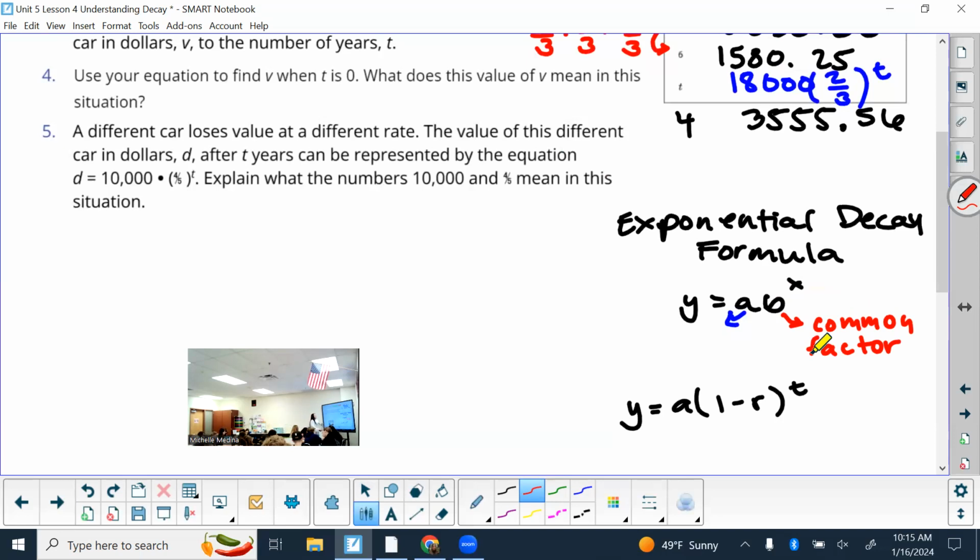So what's my common factor from this example? What do we multiply by each time? 2/3. That's my common factor. Table 8, did you find A? No. A is my, D, no. 10,000.